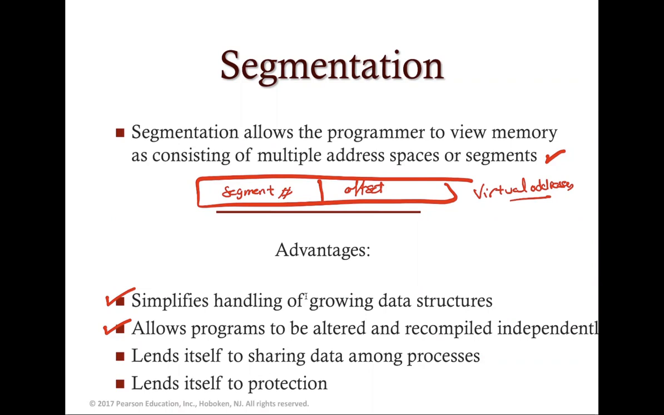A third advantage of using virtual segmentation is that it lends itself to sharing among processes, which means that a programmer can place a utility program or even a useful table of data in a segment that can be referenced by other processes. Finally, virtual segmentation lends itself to protection. Because a segment can be constructed to contain a well-defined set of programs or data, the programmer or system administrator can assign access privileges in a convenient fashion.